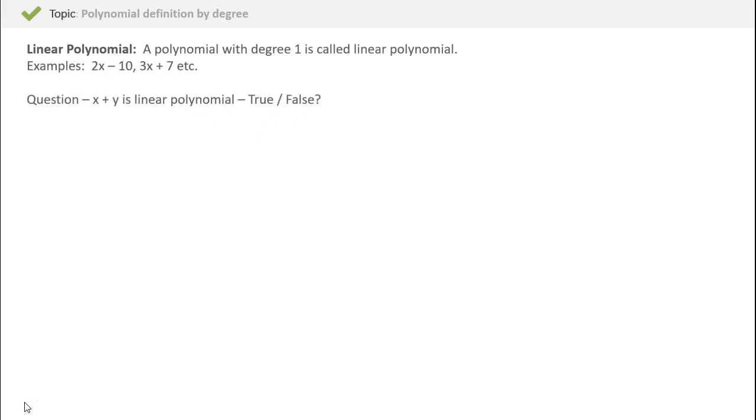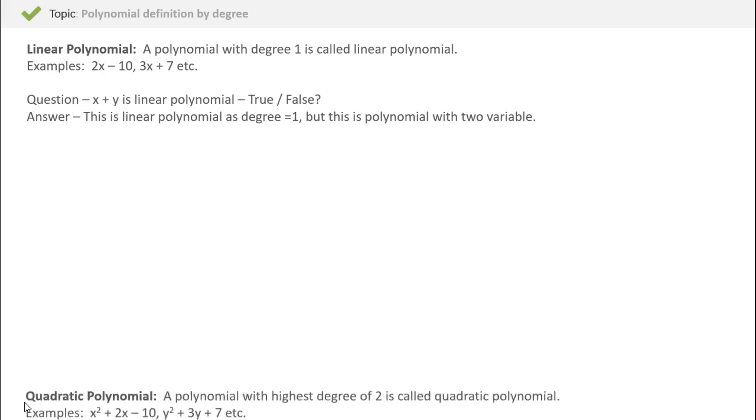Question: x plus y is a linear polynomial. Is it true or false? Tick 1, tick 2. This is a polynomial and it has degree 1. And this has two variables, x and y, and hence this is a linear polynomial.